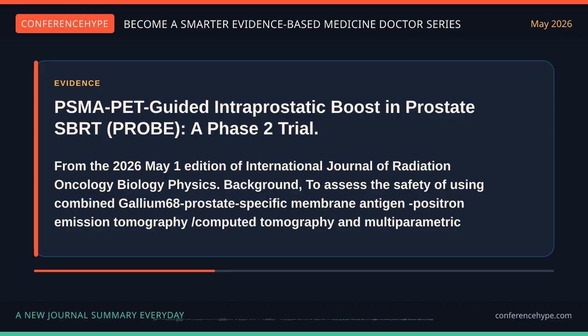Background: to assess the safety of using combined gallium-68 prostate-specific membrane antigen positron emission tomography, computed tomography, and multiparametric magnetic resonance imaging for planning dominant intraprostatic lesion boost in prostate stereotactic radiation therapy for dose escalation.